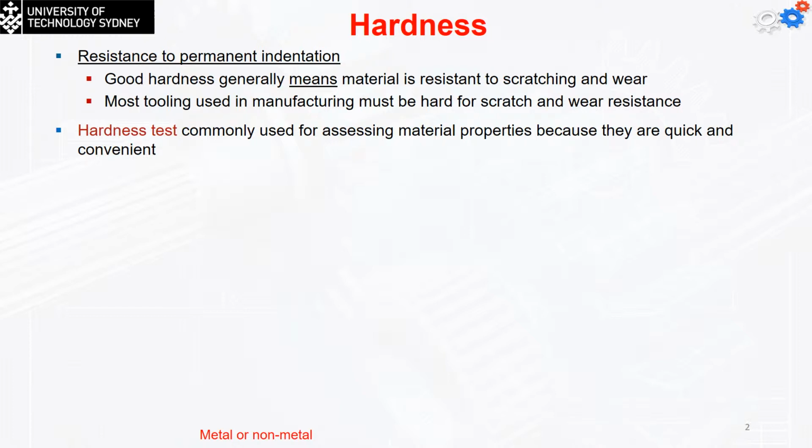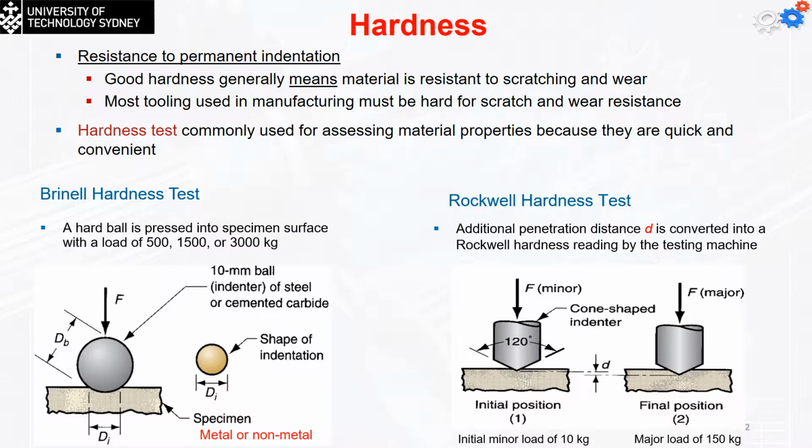So we have something called the hardness test, which is commonly used for assessing the material properties because they are quick and convenient. We have two types of the hardness test. The first one is known as the Brinell hardness test, and the other one is the Rockwell hardness test. The Brinell hardness test is the oldest, and the Rockwell is the newest one. I cannot say it's new, because it did not appear in the 21st century. Actually, everything we're talking about came from the late 19th century and the early 20th century.